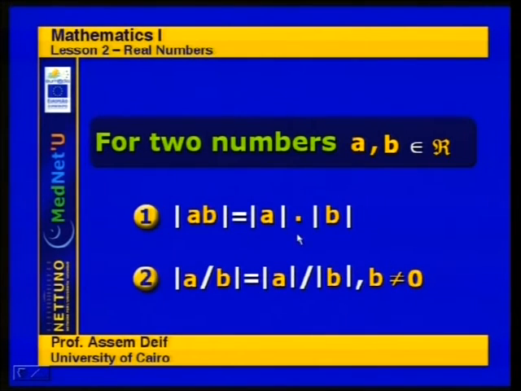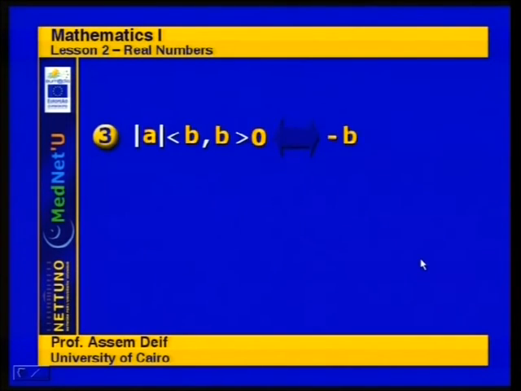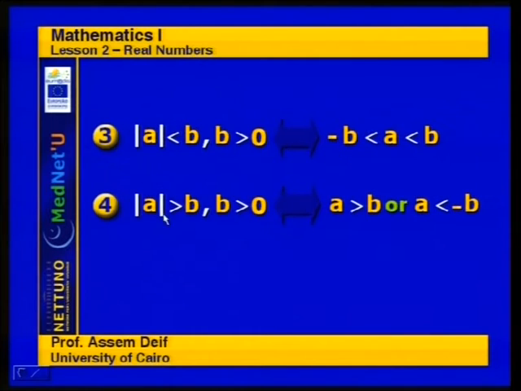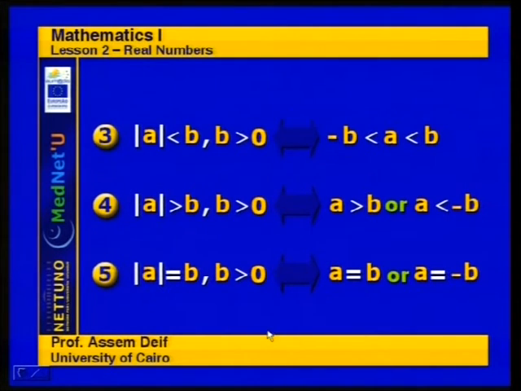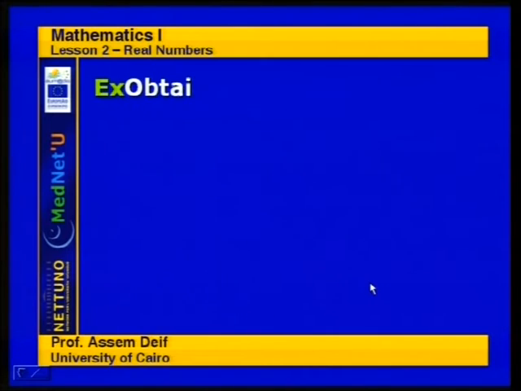The modulus of AB is equal to modulus A times the modulus of B. When you divide A by B, you take the modulus, and B is not equal to 0. If modulus A is less than B, and this is actually used all the time, it means that A is either less than B or greater than minus B. Whereas if you have modulus A bigger than B, and B is positive, of course, either A is greater than B or A is less than minus B. And finally, if modulus A is equal to B, it means just that A is either equal to B or A is equal to minus B.